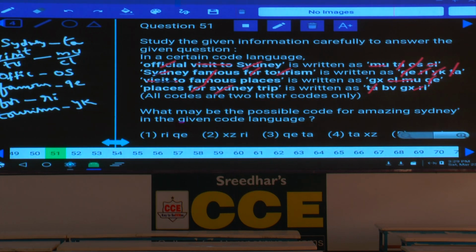Then coming to the third one here. Now in the third one, what is the word left over here? Places is the word left over, and the code left over here is GX. The code to the word places is GX. Here also places is GX.